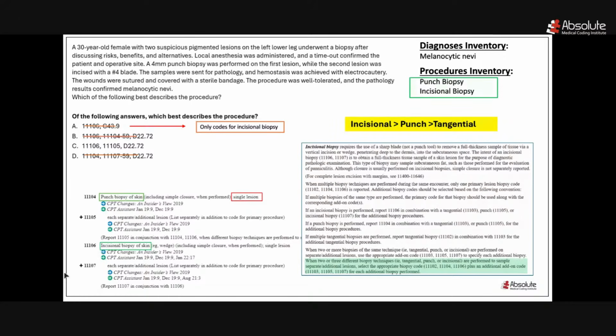And the add-on codes might be 11103, 11105, or 11107 for each additional biopsy performed. And in our scenario, it was a punch biopsy performed, and the code would be 11105, right? So you are not going to go to primary codes together. That makes option C the correct answer.